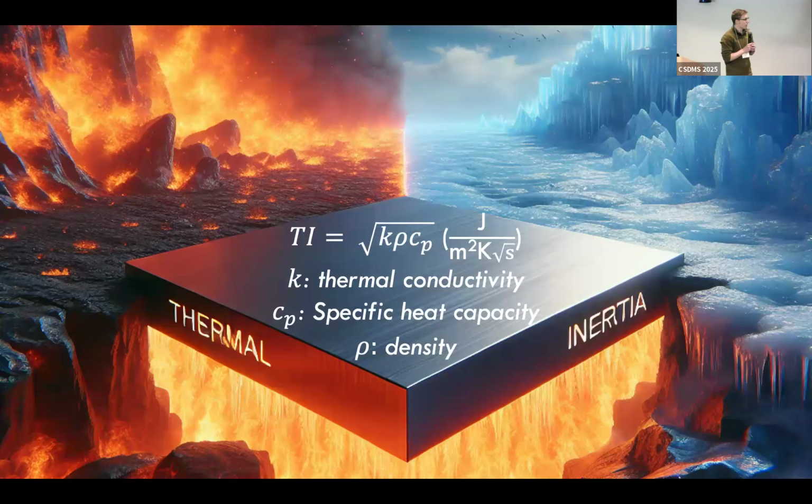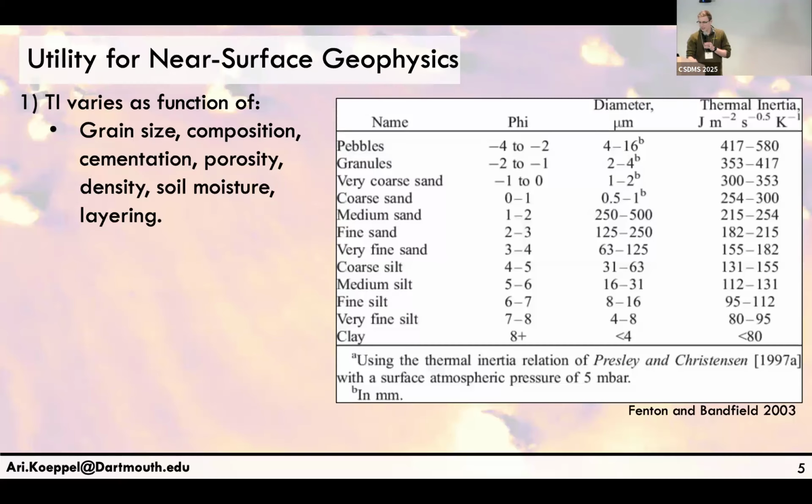So I also want to give you the explicit definition of thermal inertia. I don't like showing equations in my talks, but when I do have to show them, I like to make it dramatic. This is a DALL-E rendering. So thermal inertia, it's the square root of thermal conductivity, specific heat capacity, and density. And that equation will come in handy later.